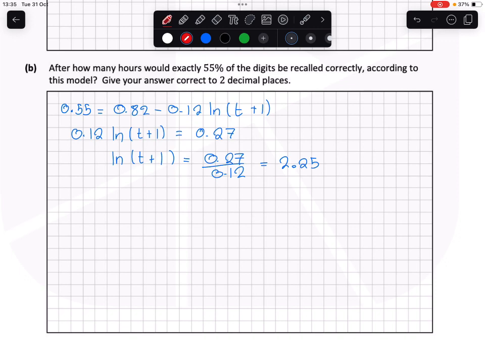Well, if you remember your rules of logs, I can raise e to the power of both sides, which will bring the logarithm inside all the way down. When we raise e to the natural log, that cancels it out. So on this side you get t plus 1, whereas on the other side we just have e to the 2.25. Now I just need to subtract 1 from both sides: e to the 2.25 minus 1. So I get t is equal to 8.49 hours.